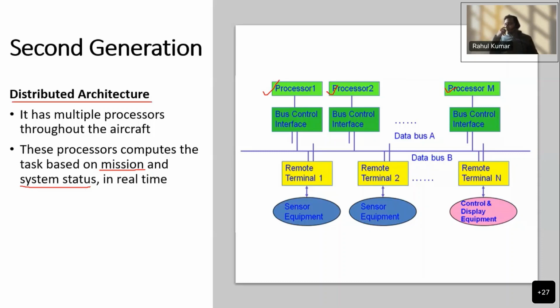Because now you are sending the processed data to your computer, it will take less time to process that data and produce whatever information the pilot would need. Okay, so this distributed architecture is used in modern avionics systems.